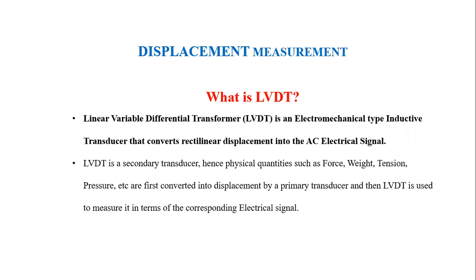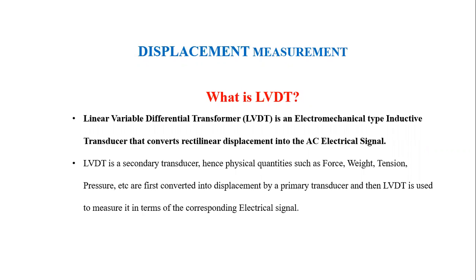So today we will discuss a new topic of the course Electrical Measurement and Instrumentation. The topic name is displacement measurement, displacement measurement by using LVDT and RVDT. These are the methods used to measure displacement. Today in this lecture we will discuss the displacement measurement by using LVDT.